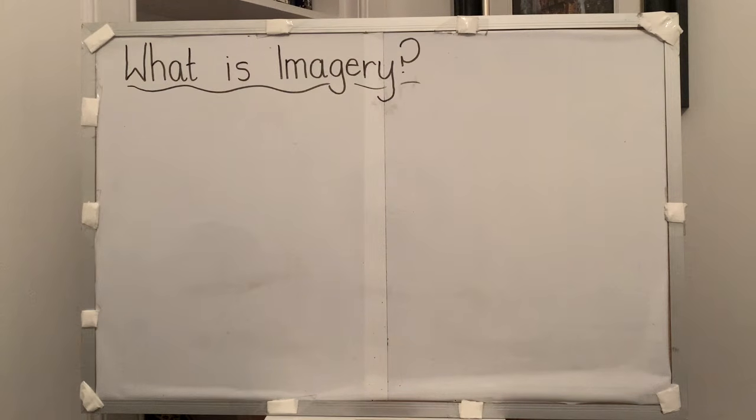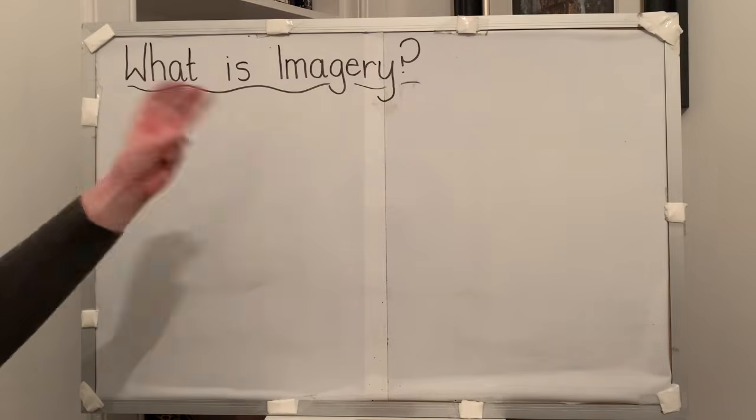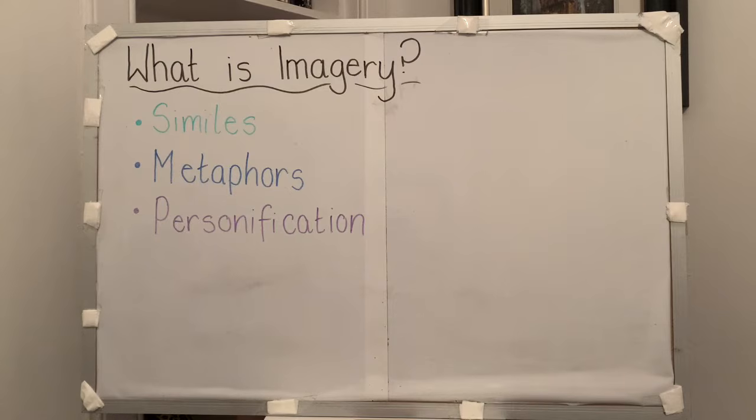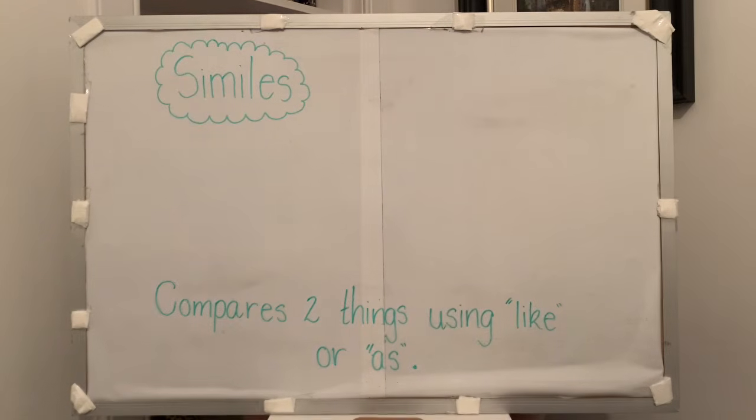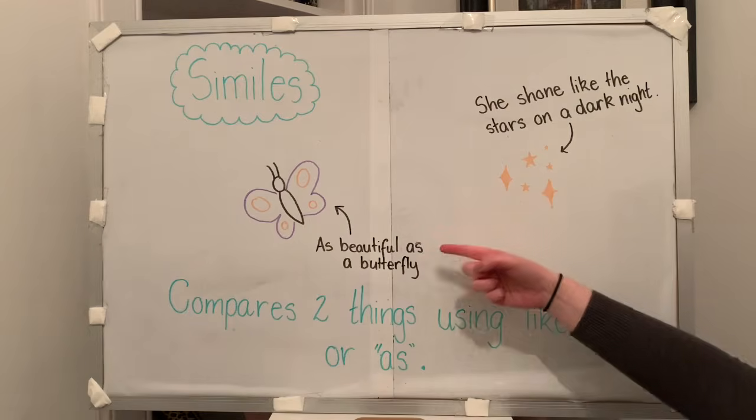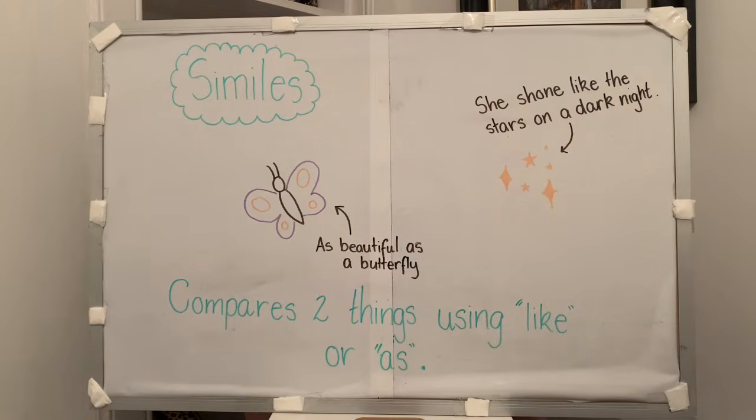Before we answer these questions though, it's really important to know what imagery actually means. So when we're talking about imagery in English, we're usually talking about one of 3 main techniques: similes, metaphors, and personification. For most of you, this will probably be revision, but I'm now going to go through each one of those and explain exactly what they mean with examples. So similes are a technique where you compare 2 things using the words like or as. For example, you could have as beautiful as a butterfly, or she shone like stars on a dark night.